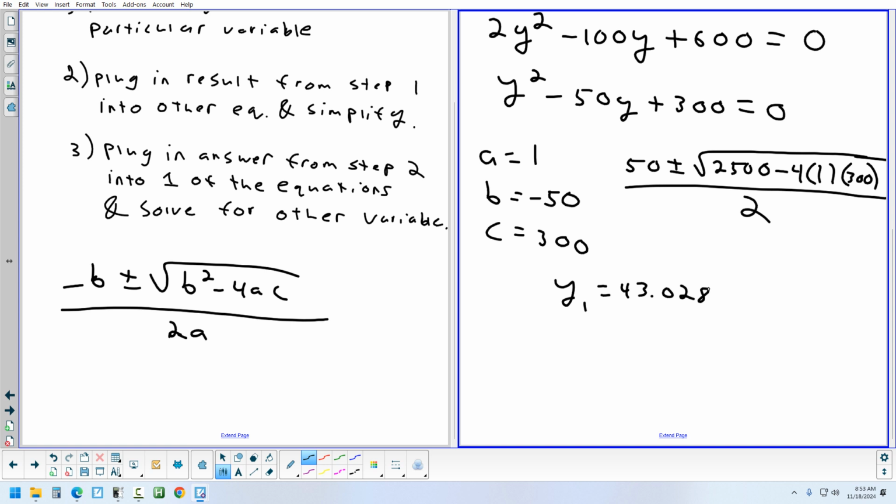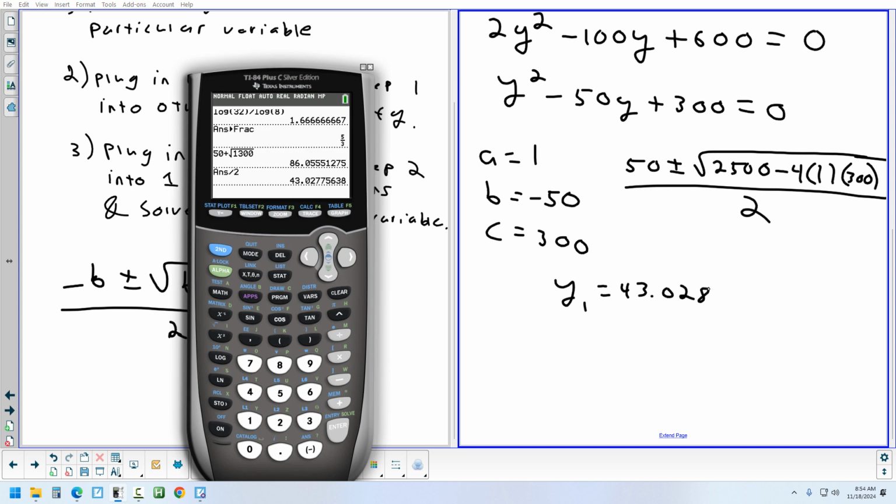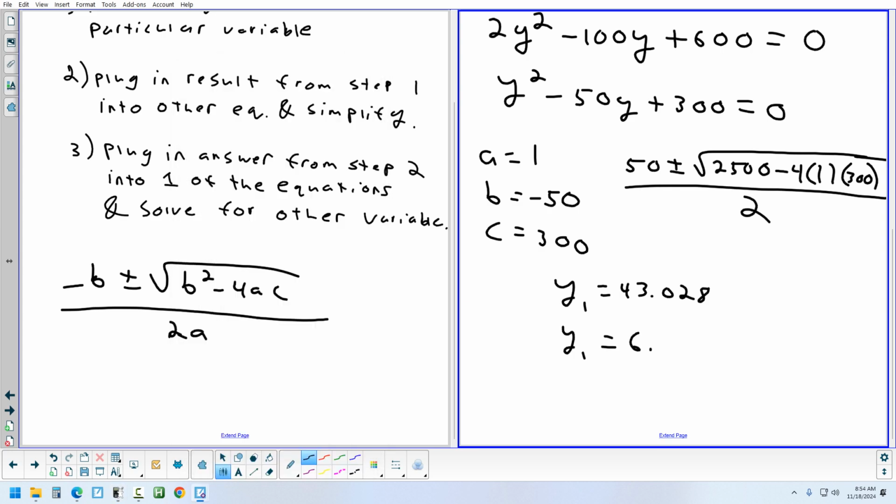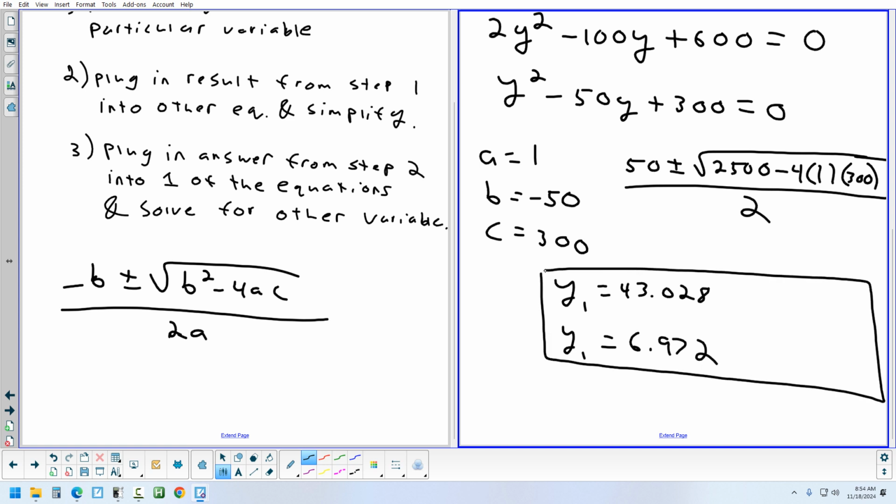Now, why did I write y1? Because what else do I have to type in to get the other answer for y? The minus. The minus, yeah. So 50 minus the square root of 1300. Unless it comes out negative, then I won't need that answer because you can't have negative width or negative length. It doesn't come out negative. 6.972. So that's the answer for the y.